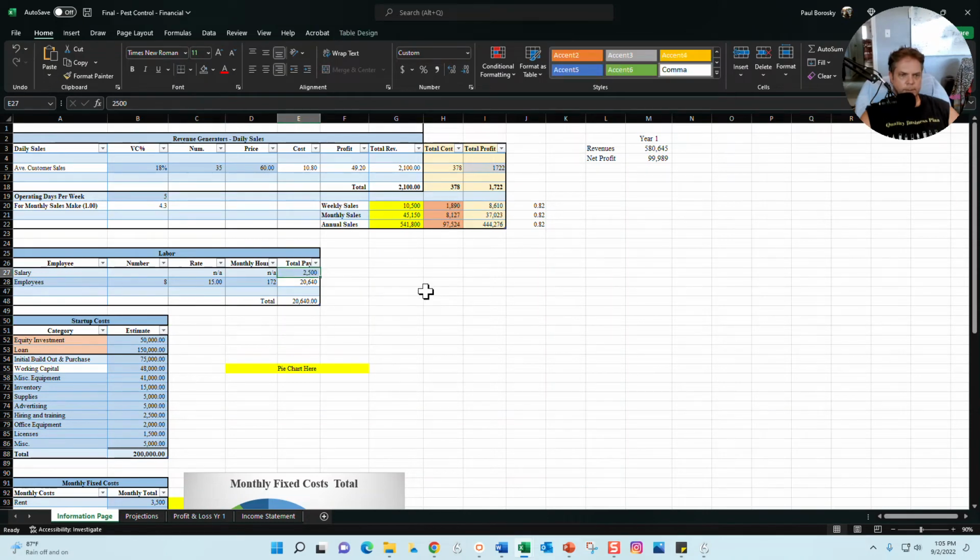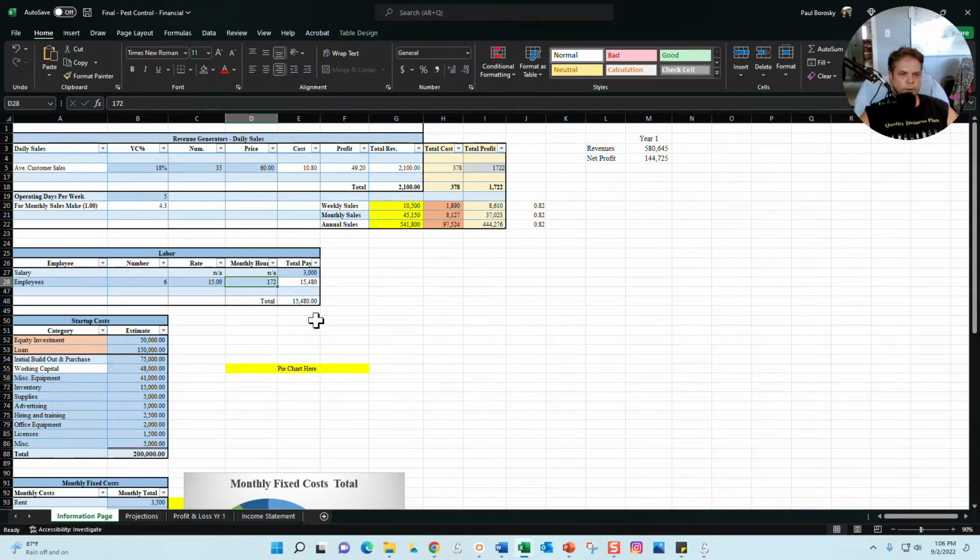Salary is how much you're going to pay your management team. I'm saying you're just going to have one owner, yourself, at $2,500, but if it's going to be $3,000, change it to whatever it's going to be. Employees is the average number of employees. If you're going to have 8 employees, put it there. If it's 6, put it there. Average rate of pay is how much you're going to pay your employees. And 172 just means that there are 172 workable hours in a month if you base it on an annual basis.